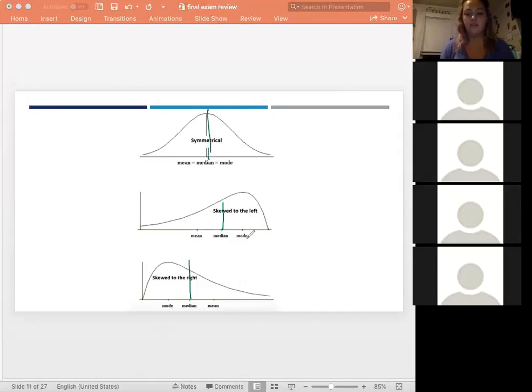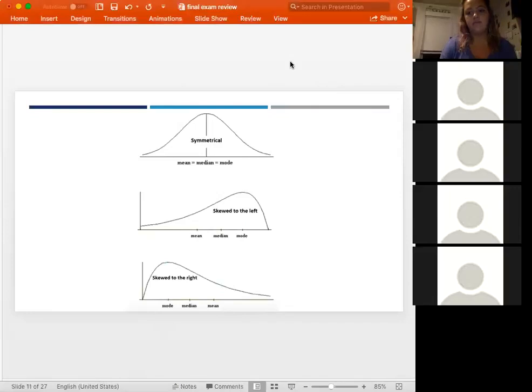But the difference is for skewed to the left, our mode, the most commonly occurring value, is going to be on the right, while in skewed to the right, our most commonly occurring value is going to be on the left. Our mean is going to be wherever the most spread is, which makes sense because that's like the most value. So our mean is going to be on whatever side that is: left for left skew, right for right skew. Symmetrical, mean equals median, which equals mode. Kind of makes sense in that aspect.